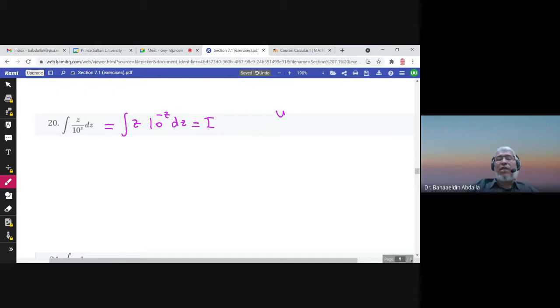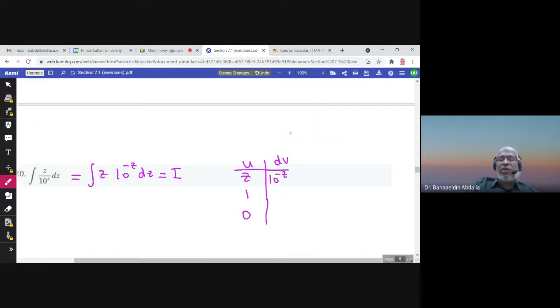And then the function z is an algebraic with derivative 1, then 0. And the function 10 to the power negative z. Now, what is the integral of 10 to the power negative z? Well, the integral of b to the power x dx is b to the power x over ln b plus c.